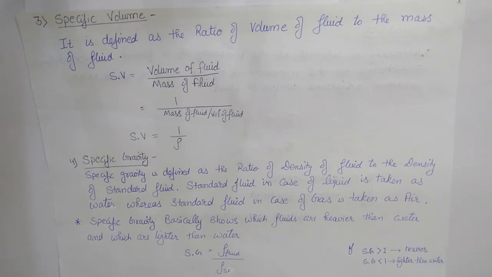Specific gravity basically shows us which fluid is heavier than water and which are lighter than water. So we can say Sg is equal to rho of fluid upon rho of standard fluid. If the specific gravity is more than 1, we can say the fluid is heavier than water. But if the specific gravity of the fluid comes out to be less than 1, then we can say it is lighter than water.